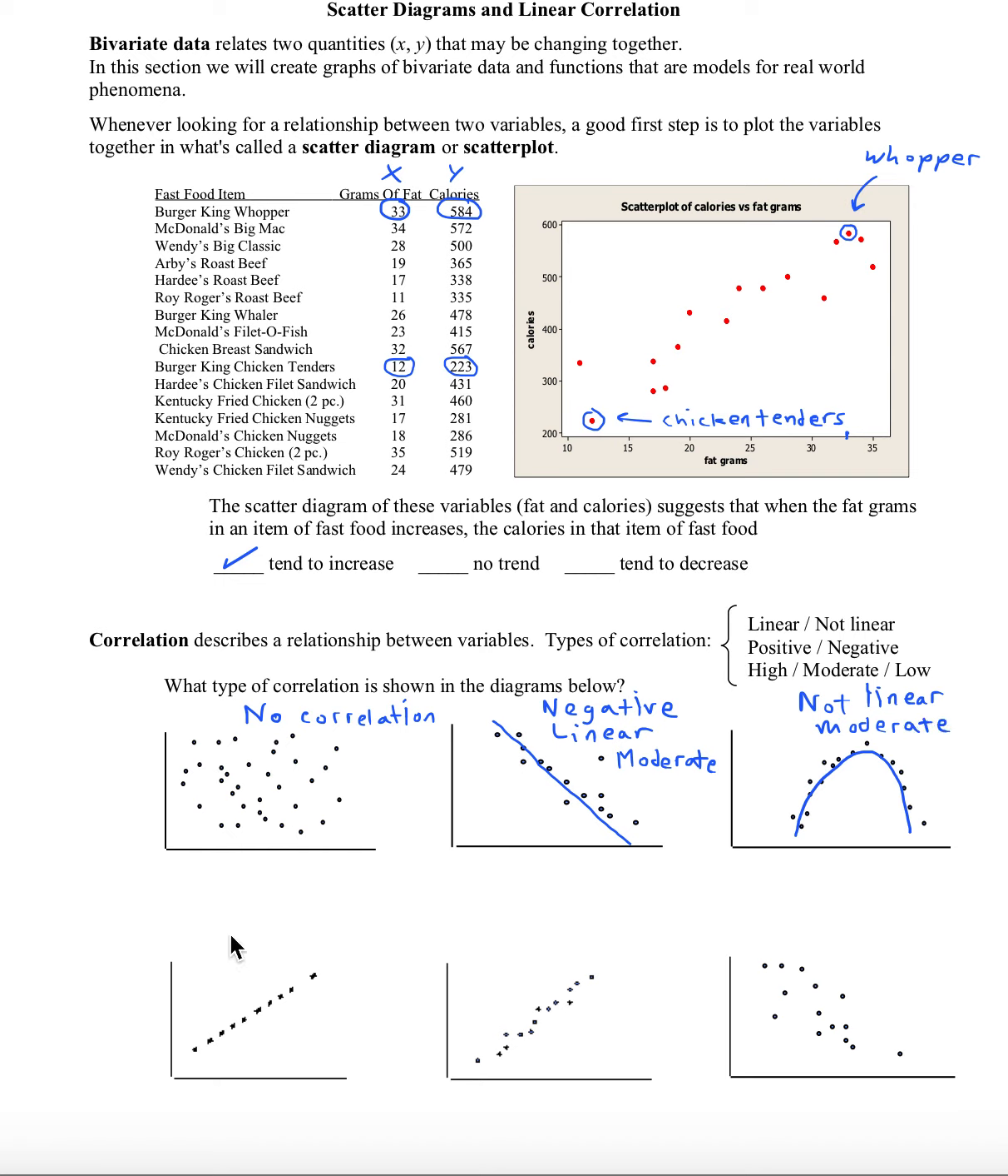When it comes to this data set here, we're going to call this perfect positive correlation. Why is it perfect? Because it fits a line perfectly.